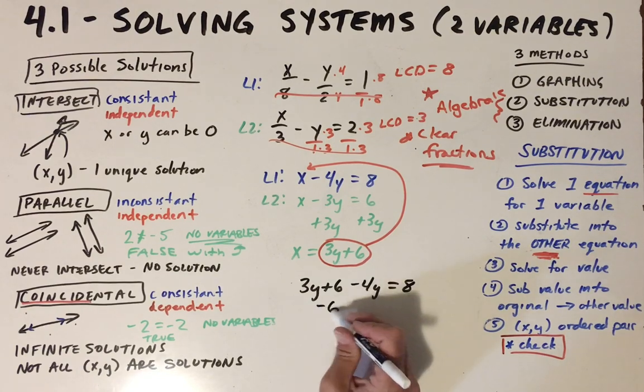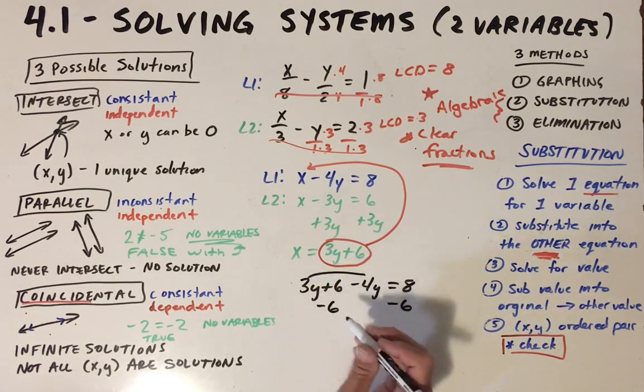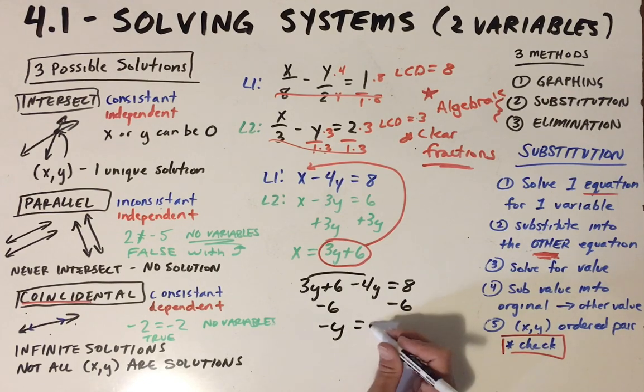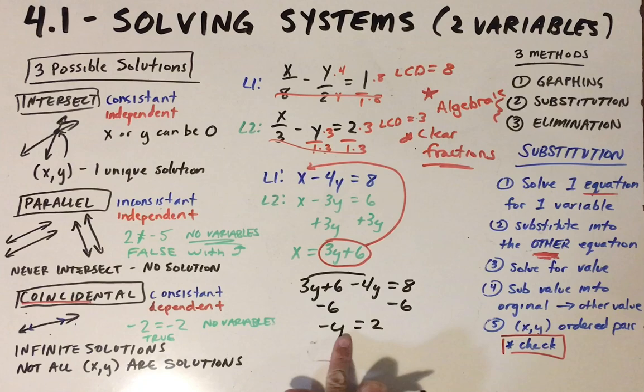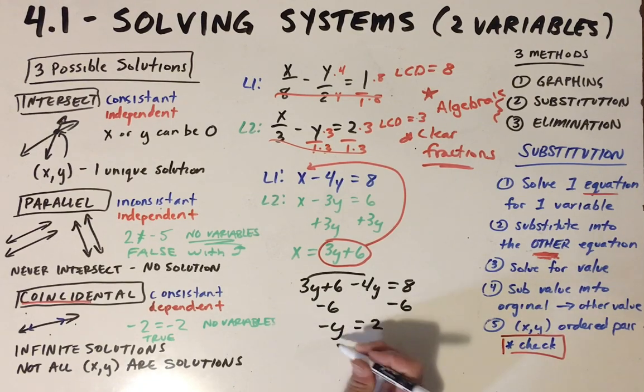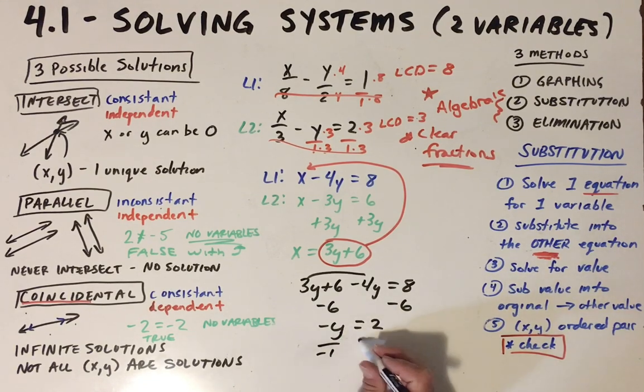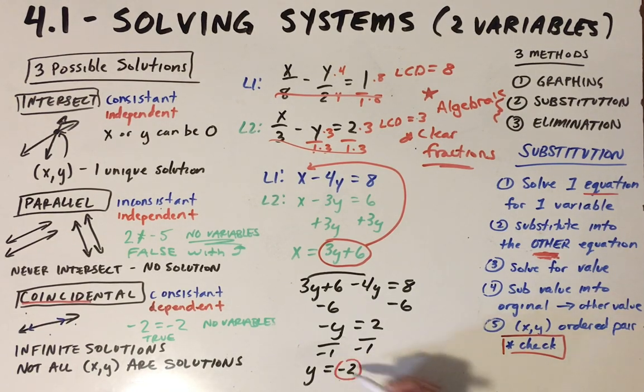I'm going to subtract the 6 over and combine these. So I get negative y is equal to 2. When I divide by negative 1, then y is negative 2. Great. y is negative 2, so I'm going to take that value now and substitute y equals negative 2 into an original equation. Well, that's going to be ugly, but we can do it.